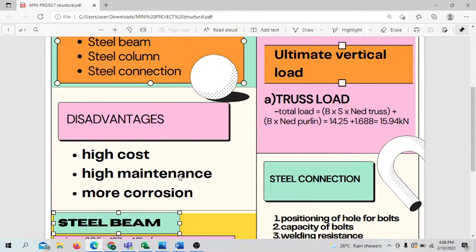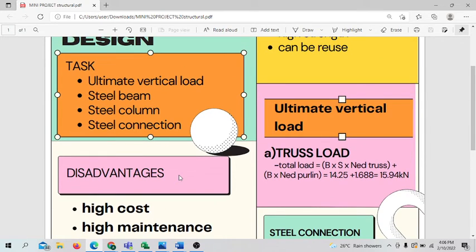Next we go to the disadvantages. First, the disadvantage of steel construction is high cost. As we know, steel construction has a higher cost than concrete construction. The second disadvantage is high maintenance. The third disadvantage is more corrosion.